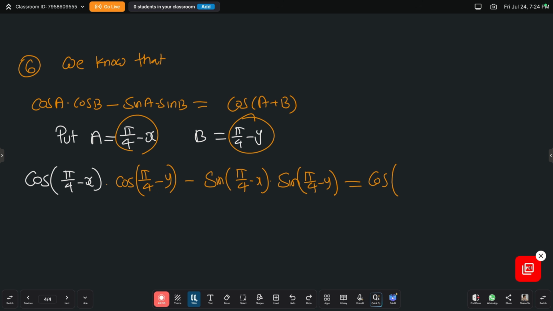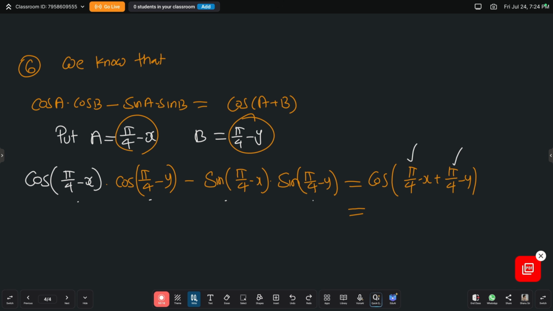So a plus b means add pi by 4 minus x plus pi by 4 minus y. If you observe, this is exactly the left hand side. So do not change anything in the left. Just solve the right hand side and hence prove it.